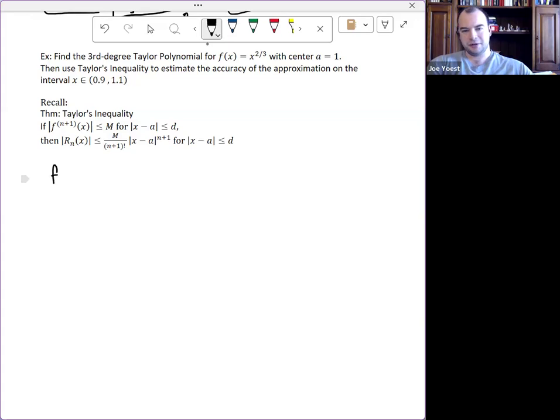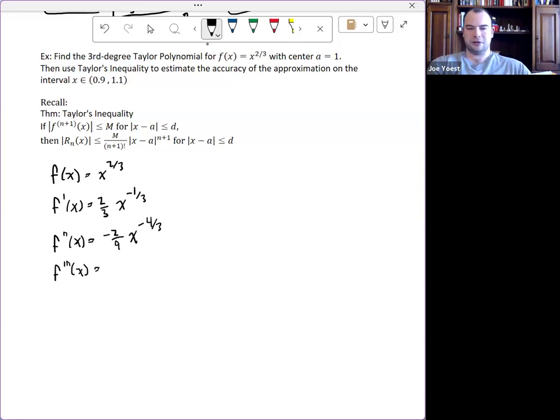So let's start by finding the derivatives. f is x to the 2/3. f prime is 2/3 x to the minus 1/3. f double prime of x is negative 2 over 9, 2/3 times negative 1/3, x to the negative 4/3. The third derivative, we bring the negative 4/3 down, we get a plus 8 over 27 x to the negative 7/3. And the fourth derivative, bring the negative 7/3 down, and we get 8 times 7 is 56, with a negative 56 over 81, x to the minus 10/3. Okay.